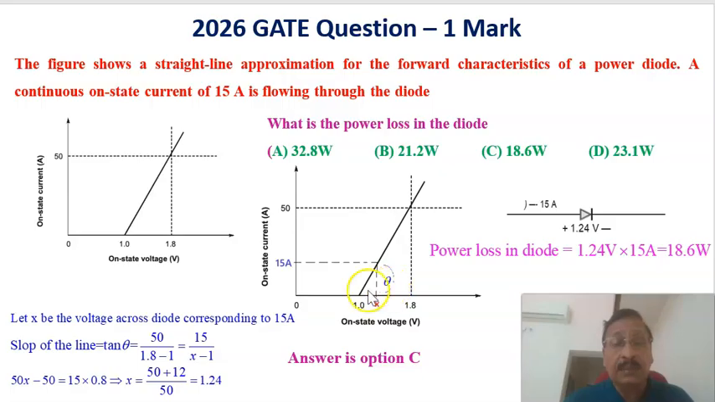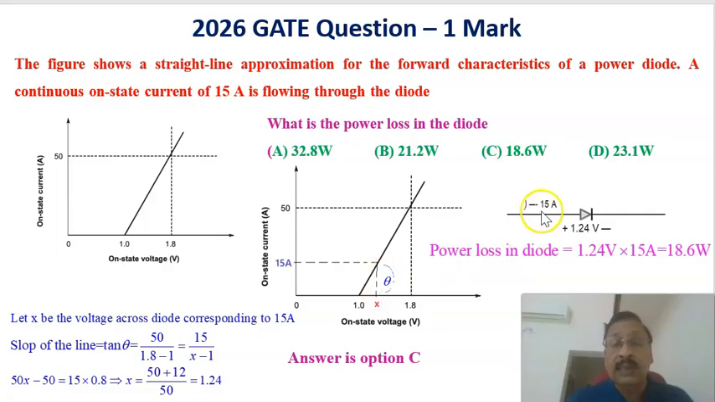That is the same as 15 amperes divided by X minus 1. Therefore we are writing the equation for the slope of this line, tan theta, which is given by this one. From this equation, if you calculate the value of X, you will get 1.24. Therefore here this is equal to 1.24 volt.